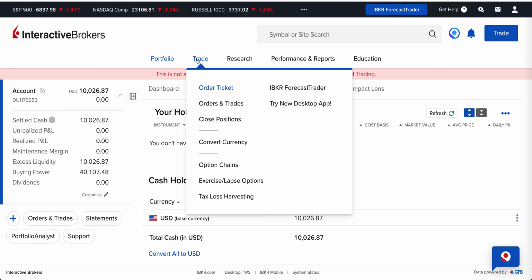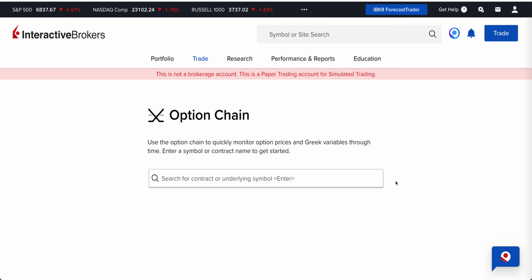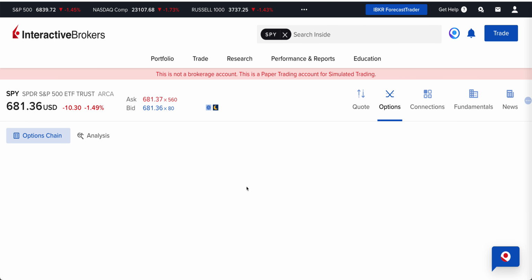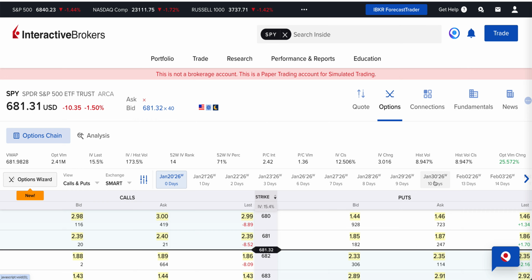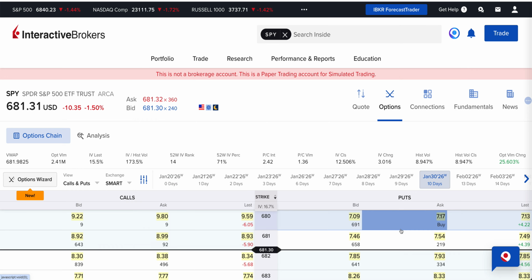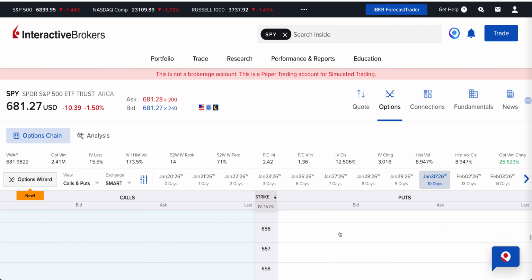So we're going to click on trade. I'm going to show you what the option chains look like first of all for SPY. This trade is only going to be 10 days, as you can see here, and you're going to sell the 650 put here on SPY.